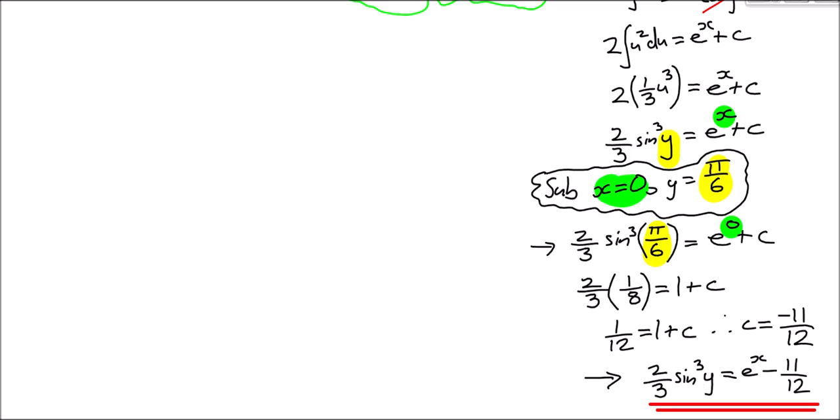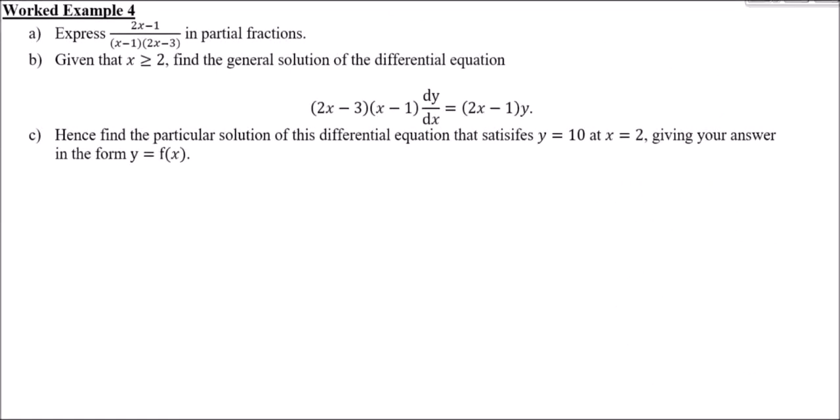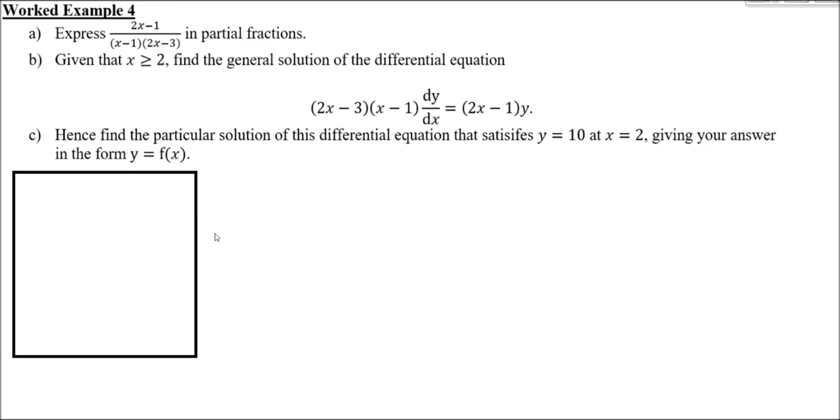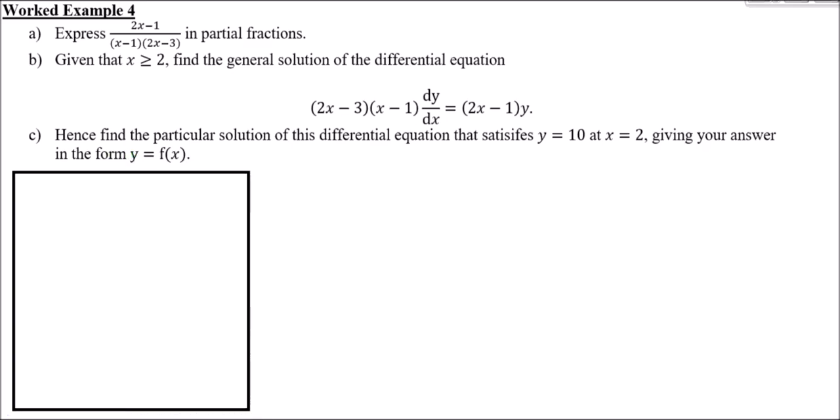Let's now have a look at the final one, worked example 4. So parts A, B and C, this was an old exam question, 12 marks. First of all, you need to express 2x minus 1 all over x minus 1, 2x minus 3 as partial fractions. I'll just do part A here in a little square, so I'm not going to get in the way of anything else. The first part is going to help us with B and C.